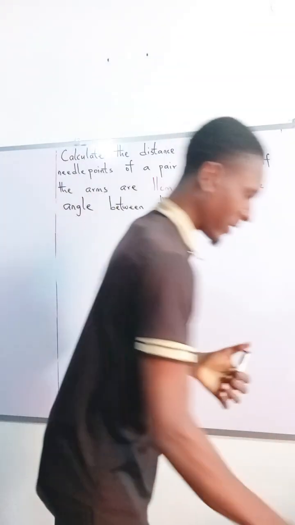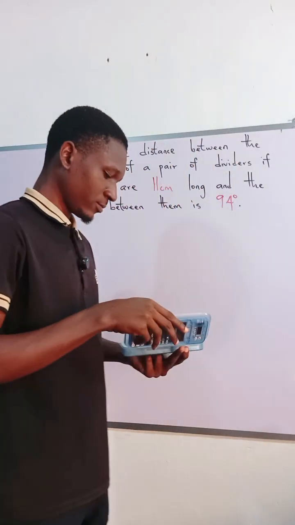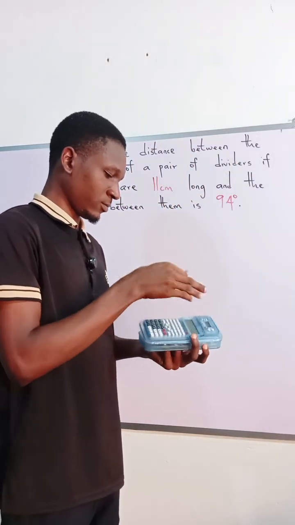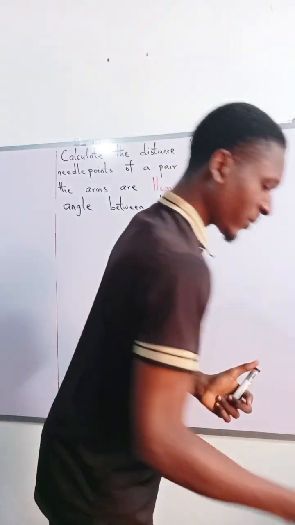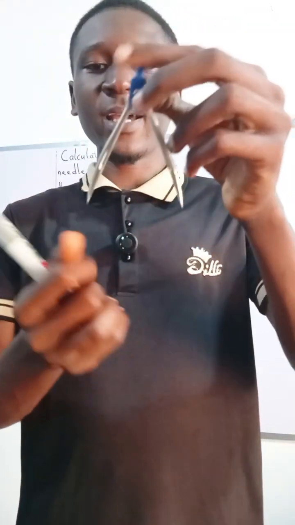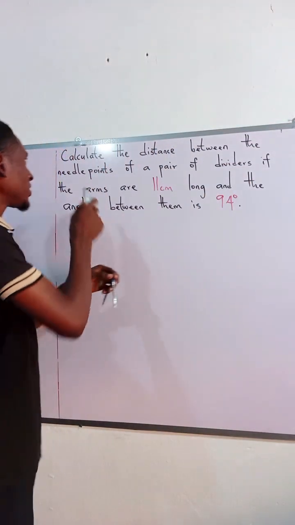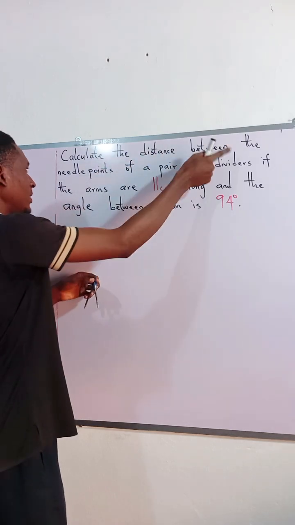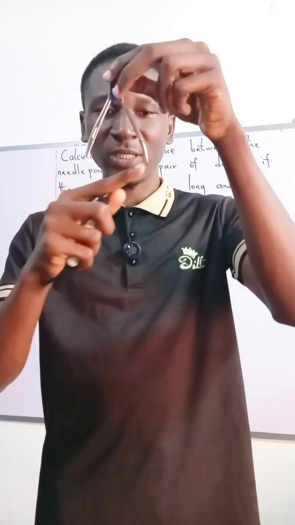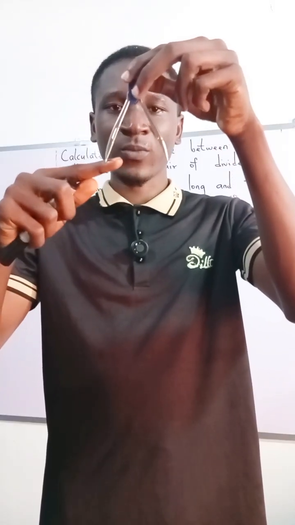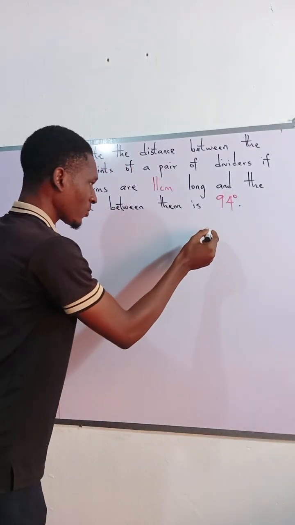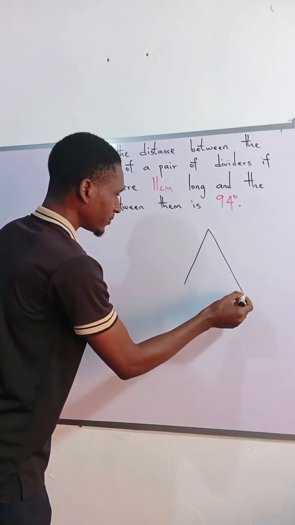Okay, I think I have a pair of dividers here. Yes, this is what a pair of dividers looks like. Can you see? Here are the needle points. So, the question says, calculate the distance between the needle points. What we are asked to look for is the distance between these two needle points, the distance from here to here. You can see we are going to be having a triangle like this.